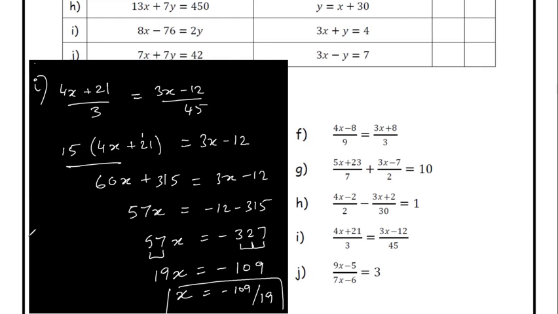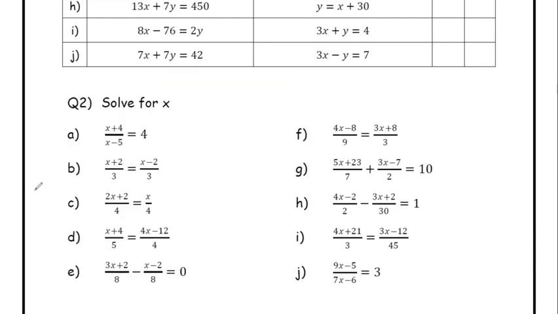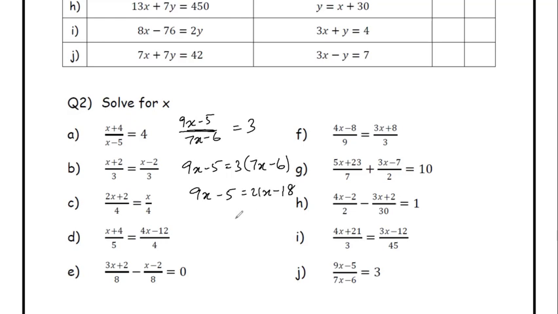And the last one, J. J, I'll just solve it out here. So you got 9x minus 5 upon 7x minus 6. So 9x minus 5 upon 7x minus 6 is equal to 3. So multiply 7x minus 6 on both sides. So you end up getting 9x minus 5 is equal to 3 times 7x minus 6. 9x minus 5 is equal to 21x minus 18.